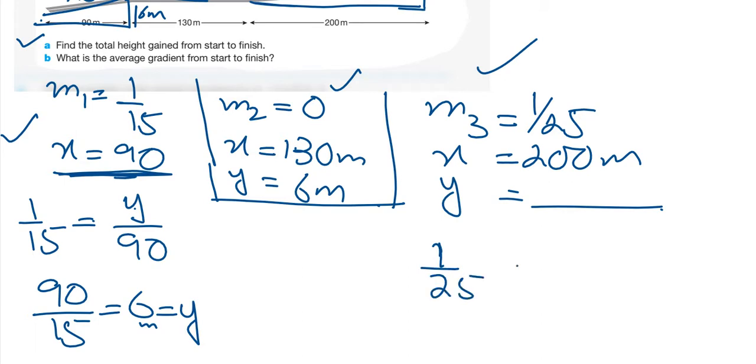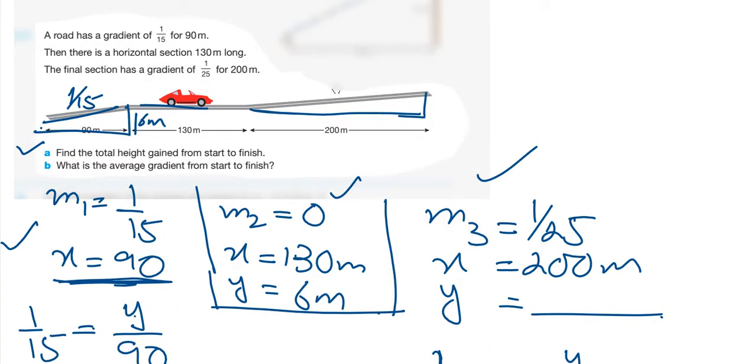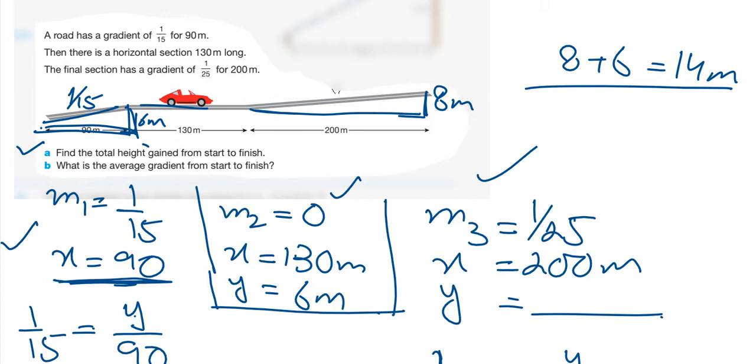1 over 25 equals y over 200. So 200 over 25, that would be y is equal to 8. So 8 meters. And now we have to calculate the total height. The total height: this much equals 6 meters, and this much equals 8 meters. So 8 plus 6 would be equal to 14 meters. So 14 meters is the total height that he has gained from start to finish.